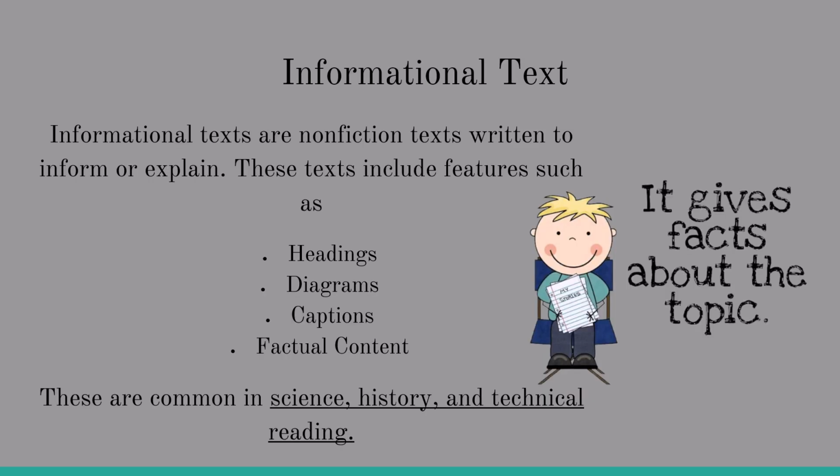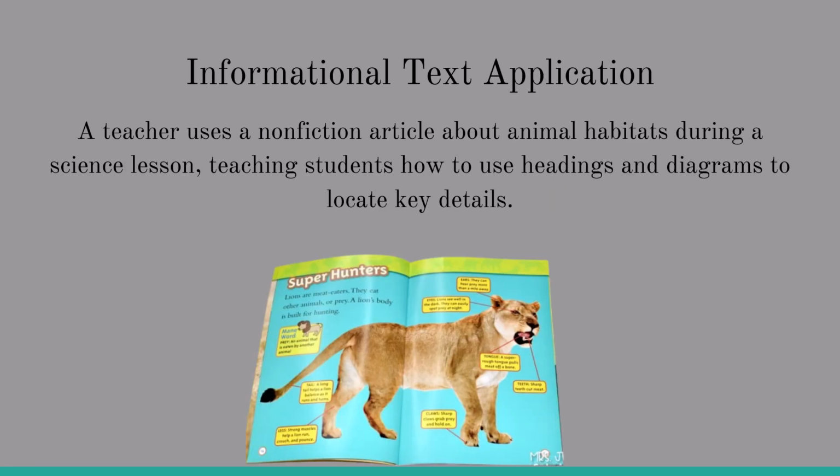So informational text. Informational texts are nonfiction texts, which are written to inform or explain. These texts include features such as headings, diagrams, captions, and factual content. This informational text is widely used for science, history, and technical reading. So it gives facts about the topic. An example of informational text being applied within a classroom is a teacher uses a non-fictional article about animal habitats during a science lesson, which teaches students how to use the headings and diagrams to locate key details.